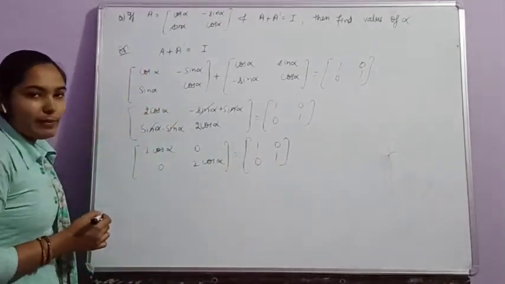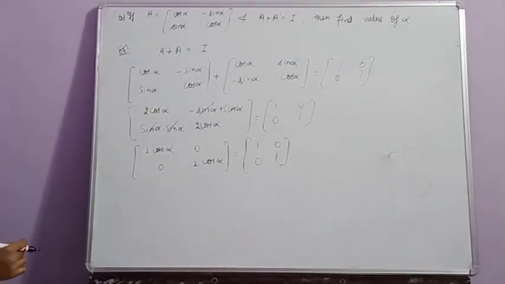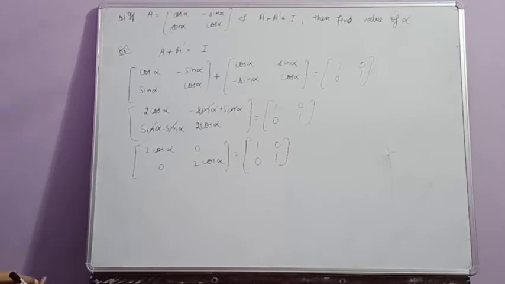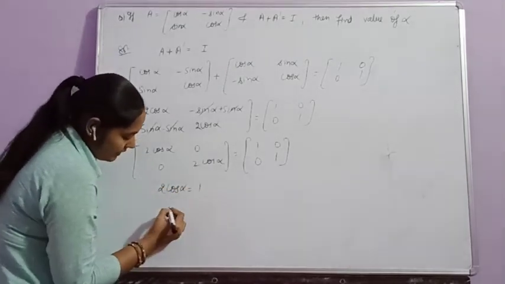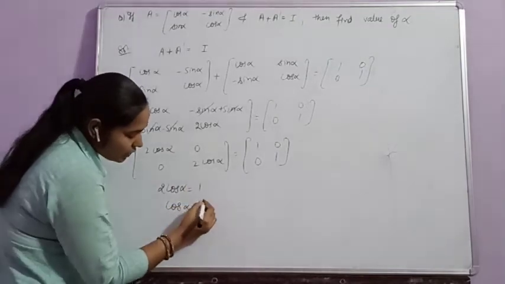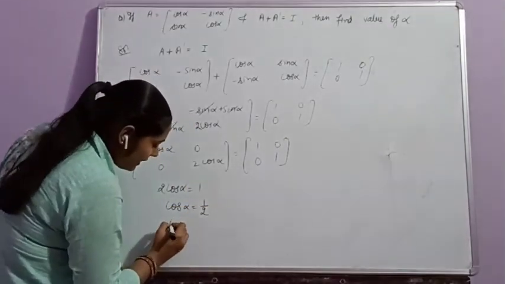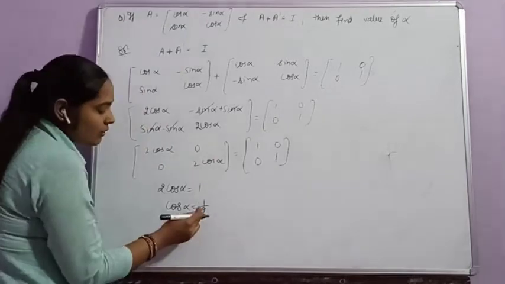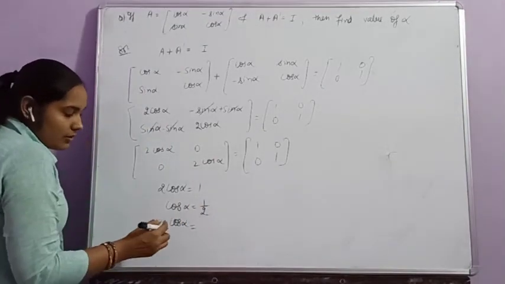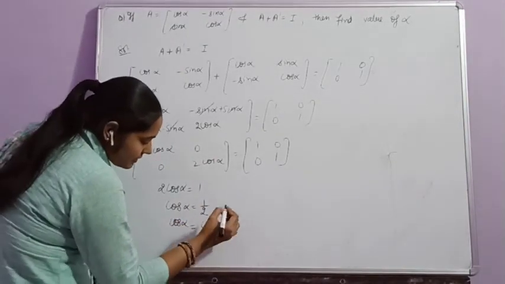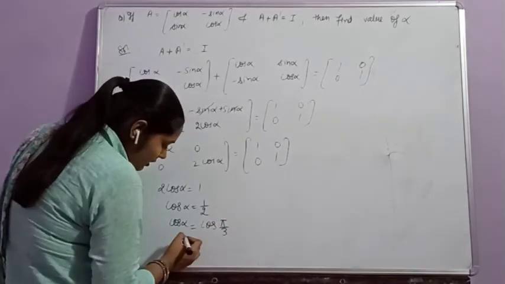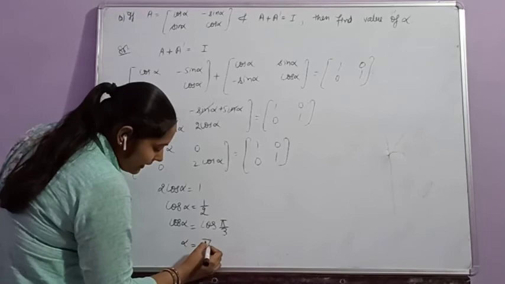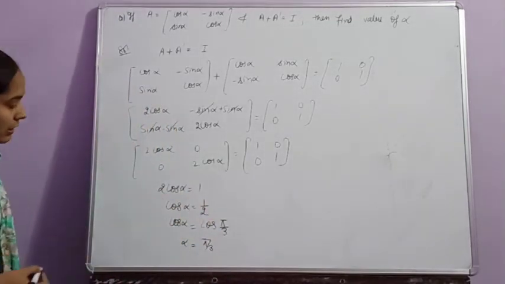By equality of matrices, we know that if two matrices are equal, then their corresponding elements must be equal. It means 2 cos alpha is equal to 1. Here cos alpha is equal to 1 by 2. We know that cos alpha equal to 1 by 2 is equal to cos pi by 3. So alpha will be equal to pi by 3. Clear?